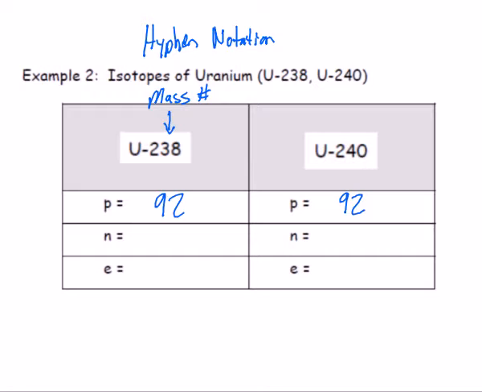So now I want you guys to go through and figure out the number of neutrons and electrons for each of these. All right, do electrons. How many electrons does uranium-238 have? 92. How about uranium-240? Okay, that's pretty easy. Now, neutrons, guys, you've got to take your mass number minus your number of protons. So it's going to be 238 minus 92. How many neutrons do we have there? How many will we have with the other one? Okay. Piece of cake? Super easy.